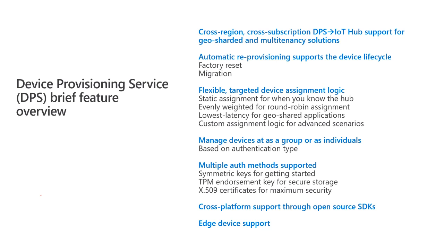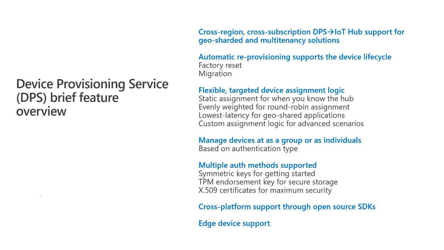Do you have multiple IoT hubs that you have evenly weighted? Do you want it to have lowest latency based on the geo? So there's many reasons why having that flexibility will help you in different types of scenarios. Also being able to manage devices as a group or individuals. So you can have group enrollments and you can have individual enrollments per device.